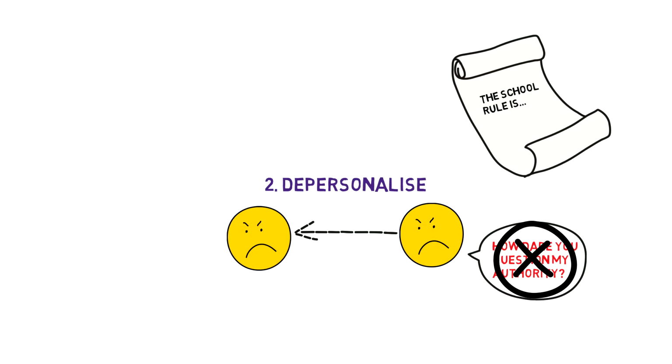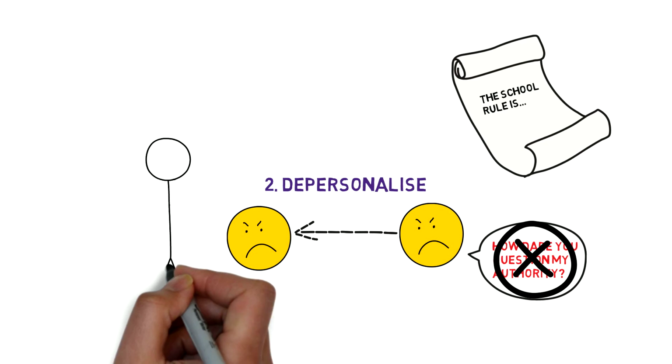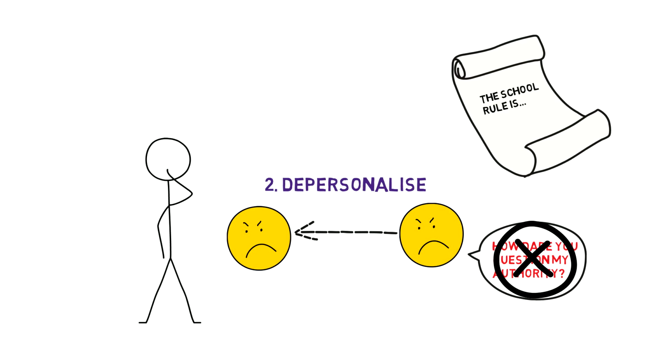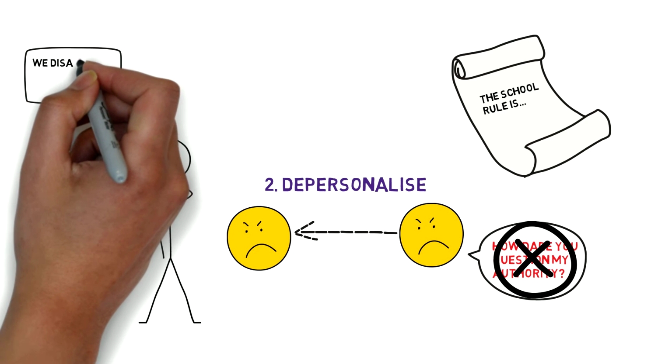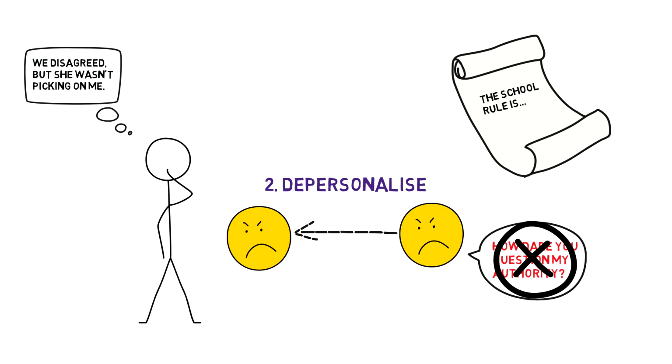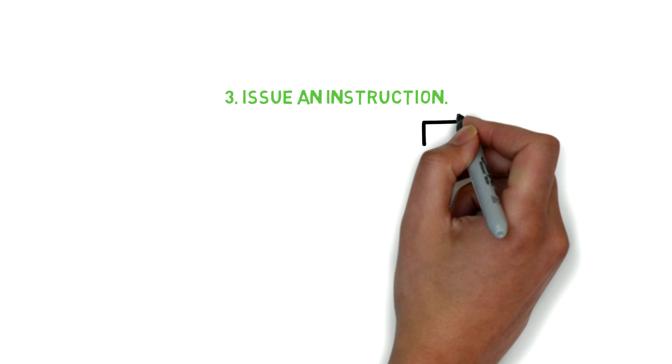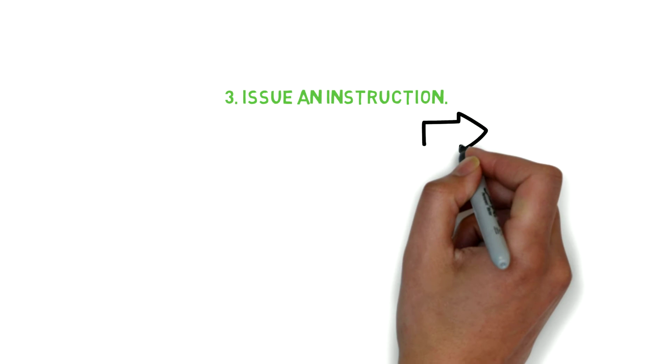Here's why. Because the student walks away at the end of the day without feeling like the argument sprang from some personal dislike. Number 3, issue an instruction. We're going to follow up our reference to the school rules with a clear, firm instruction indicating what the student should do next. Here's a bad example.